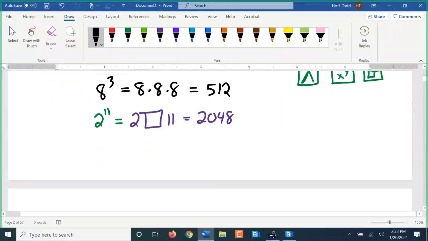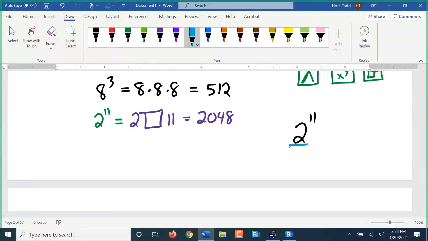Now this exponent has two parts. This part down here, the 2, is called the base of the exponent. It's the number that's being acted upon. This up here, the 11, is called the power.